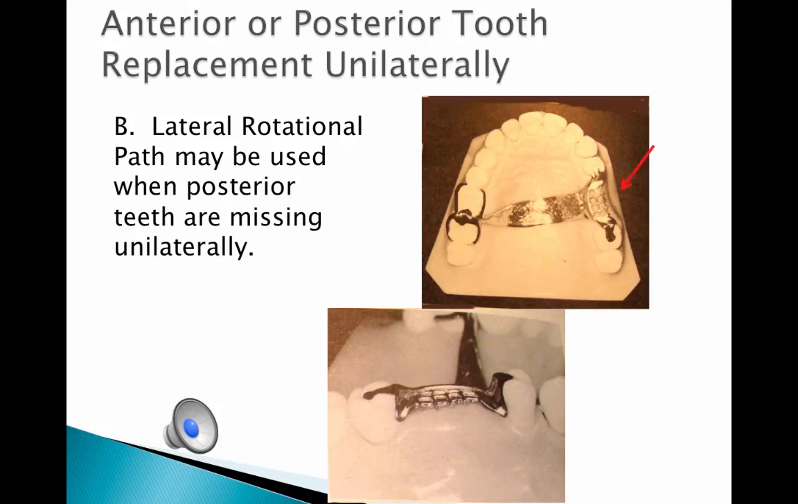A lateral rotational path may be used when posterior teeth are missing unilaterally. Undercuts may be utilized on the mesial buccal and distal buccal, or the mesiolingual and distal lingual of the abutment teeth on the edentulous side. A conventional clasp is utilized on the opposite side of the arch and must satisfy balanced retention. Do you remember what balanced retention means and how it affects the positioning of the partial denture?